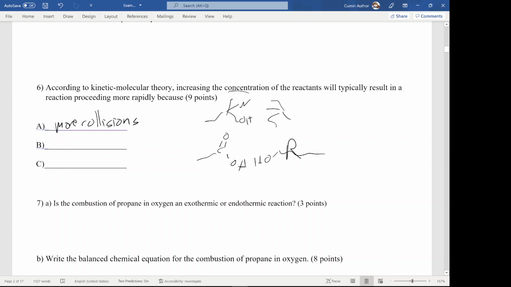Secondly, not every collision is going to lead to a reaction taking place, because there's that activation energy. There needs to be a certain amount of energy associated with those. And when you have a reaction, there's sort of a bell curve of the amount of energy that all the molecules will have. And maybe like only this bit here will have sufficient energy. But the more concentration you have, the more molecules there'll be with sufficient energy.